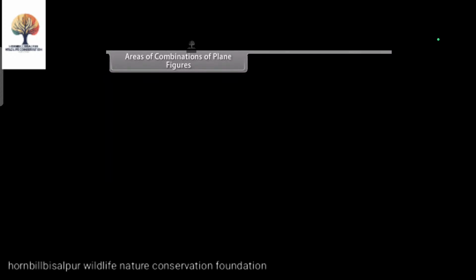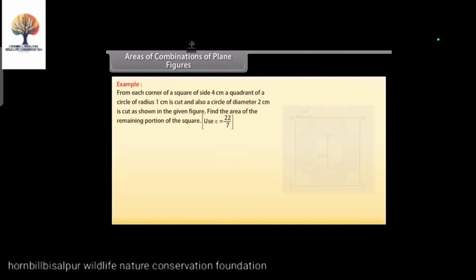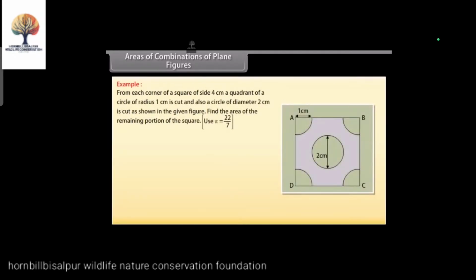Areas of combinations of plane figures. Example. From each corner of a square of side 4 centimeter, a quadrant of a circle of radius 1 centimeter is cut, and also a circle of diameter 2 centimeter is cut as shown in the given figure. Find the area of the remaining portion of the square. Use pi as 22 upon 7.